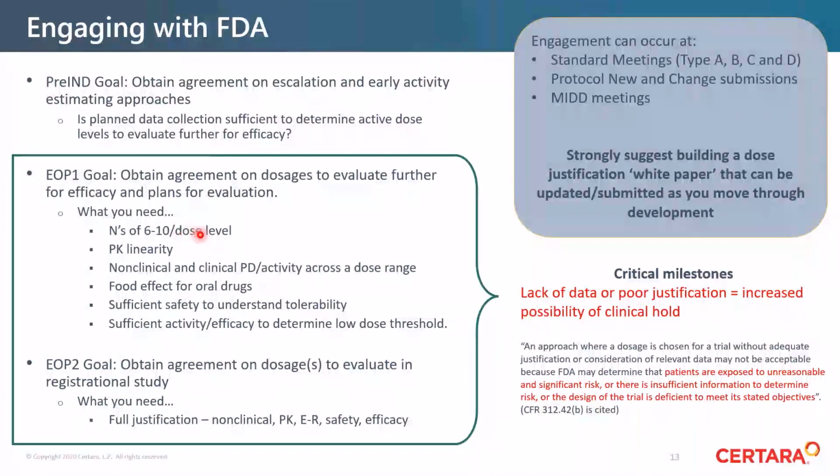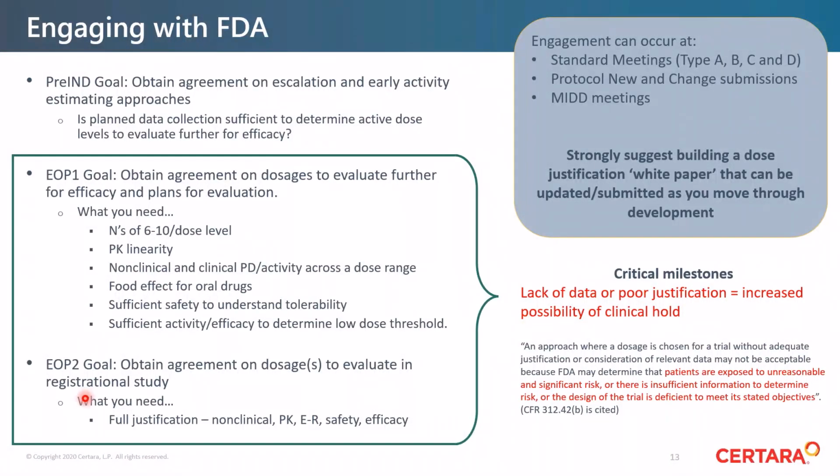At this point, you would need data from a minimum of 6 to 10 patients at a few different dosage levels, an understanding of PK and where possible PD properties across dosages, including a preliminary understanding of food effect on PK for orally administered drugs would be important. An understanding of where clinical exposures lie relative to targets derived from translational pharmacology study, as well as a preliminary understanding of safety and tolerability across dosages, and enough information on anti-tumor activity to define an appropriate low dose will be expected.